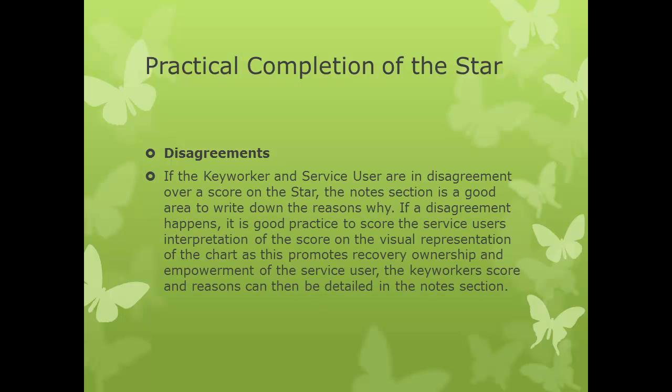Disagreements. If the key worker and service user are in disagreement over a score on the star, which can happen, there is a notes section within the paperwork of the star tool itself, which is an excellent area to write down the reasons why. If a disagreement happens, it's good practice to score the service user's interpretation of the score, so the mark that they give themselves on the visual representation of the chart, because this promotes the recovery ownership and empowerment of the service user. The key worker's professional score and reasons why they've chosen that can then be detailed in the notes section.